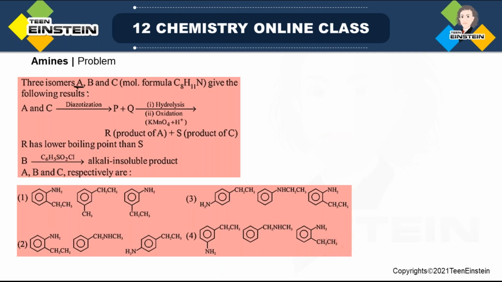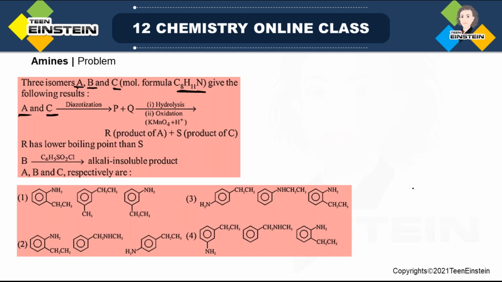Three isomers A, B, and C. All these three, as we are calling them isomers, have the same molecular formula, C8H11N. So 8 carbon, 11 hydrogen, and nitrogen. Now among these three isomers, only A and C can undergo diazotization. Diazotization means you are using an NaNO2-HCl mixture, which will produce HNO2, and the diazotization reaction will occur.